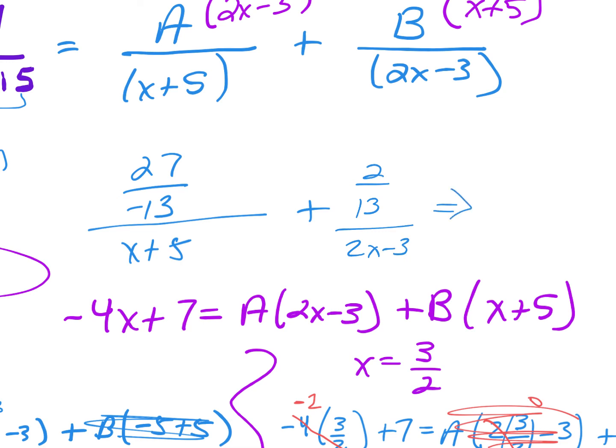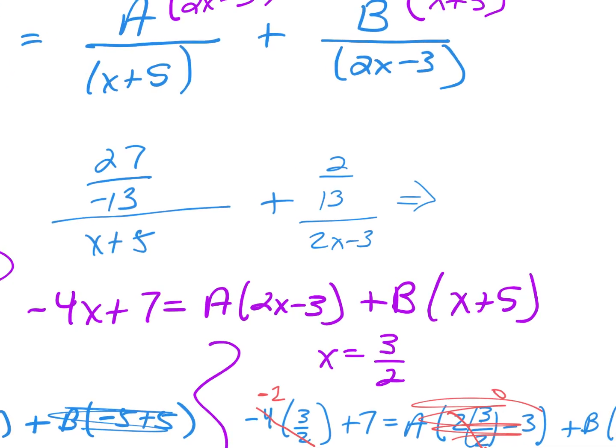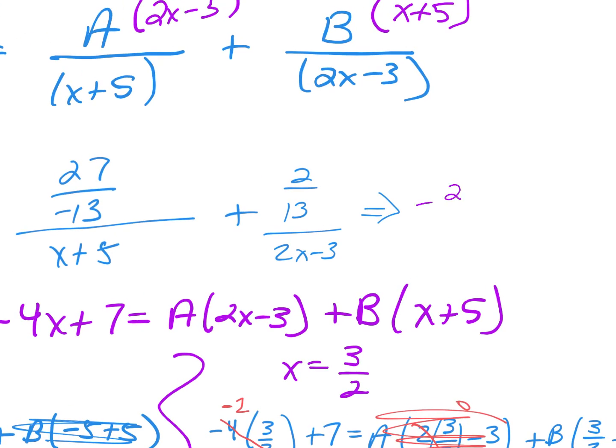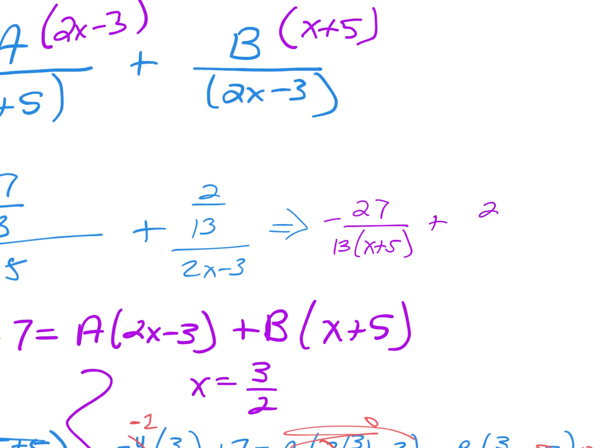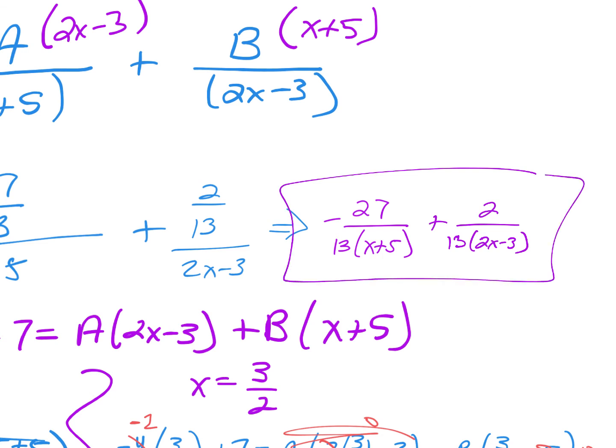What's a different way I can write that so it's a little prettier? Where can I put the 13s? On the bottom. They're in the denominator. So this is really negative 27 over 13 times x plus 5, plus 2 over 13 times 2x minus 3. And there is your answer. Long problem. I understand that. It's a long one, but that is it.